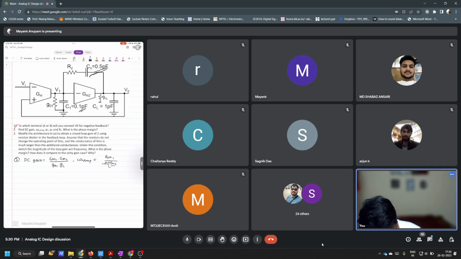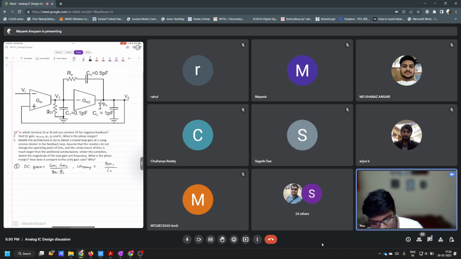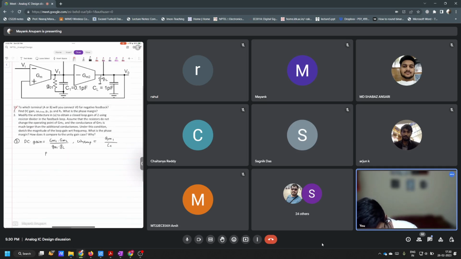Oh, omega u loop, right? So omega u loop is... Oh, okay. So omega u loop is fine. I was thinking about the first pole. Fine, omega u loop is fine. It is GM1 by CC, yes. Tell me now, what is the pole location P1?